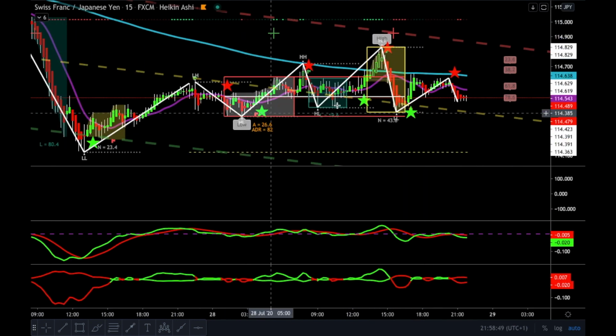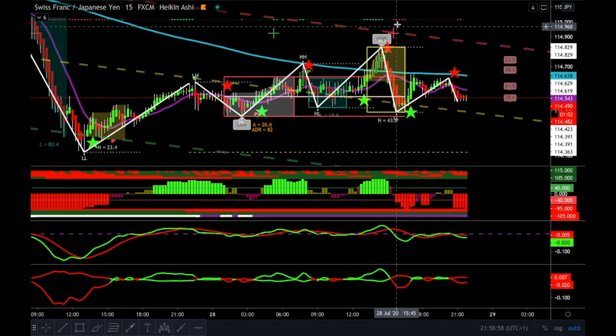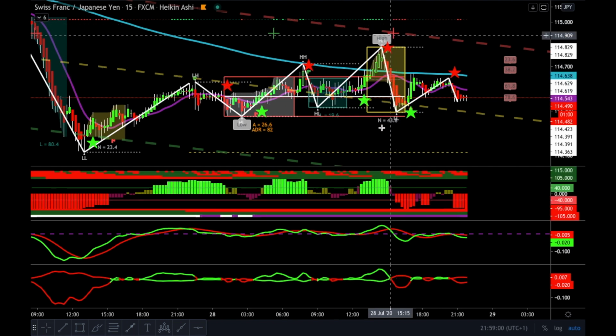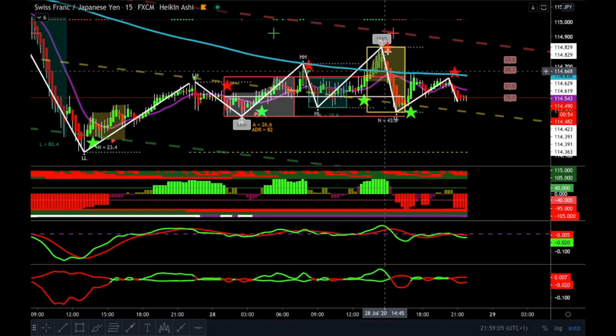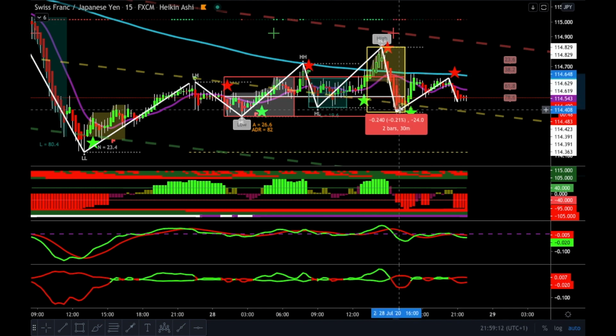Swiss franc JPY. What you can see here, we're at the top of a trend channel. We have our MACD crossover here. We have a BACD crossover here. We have a star. Price has crossed through the 14 moving average. And you could have got this trade right in here.